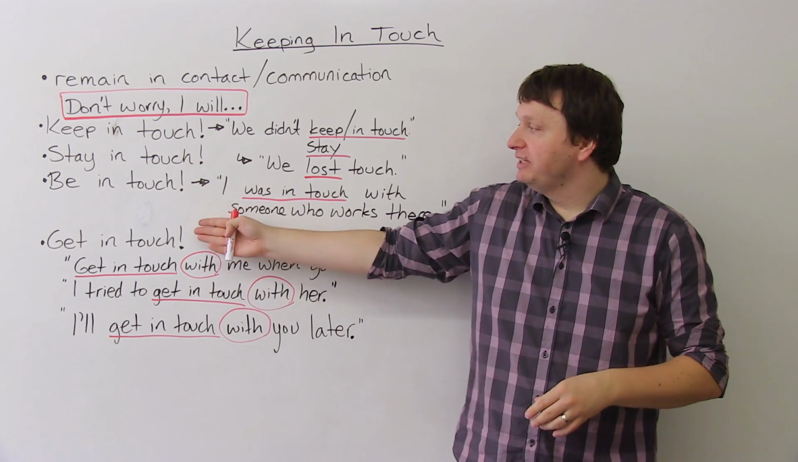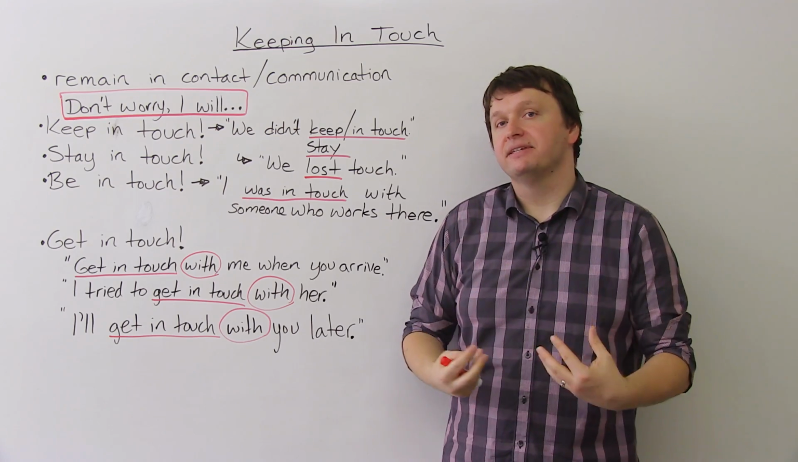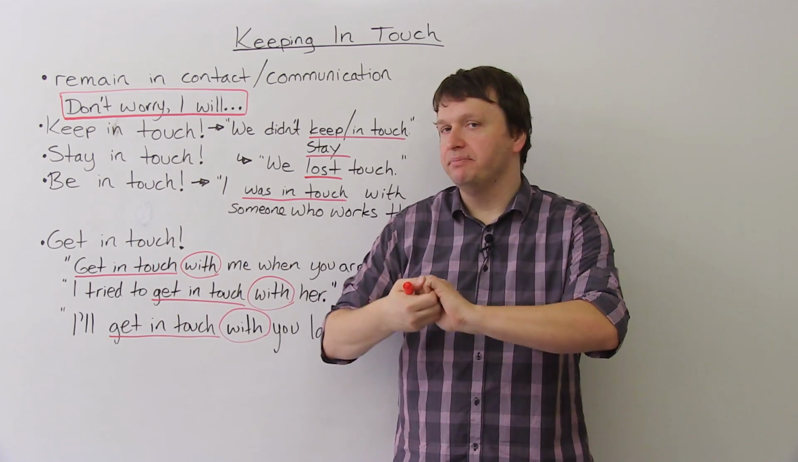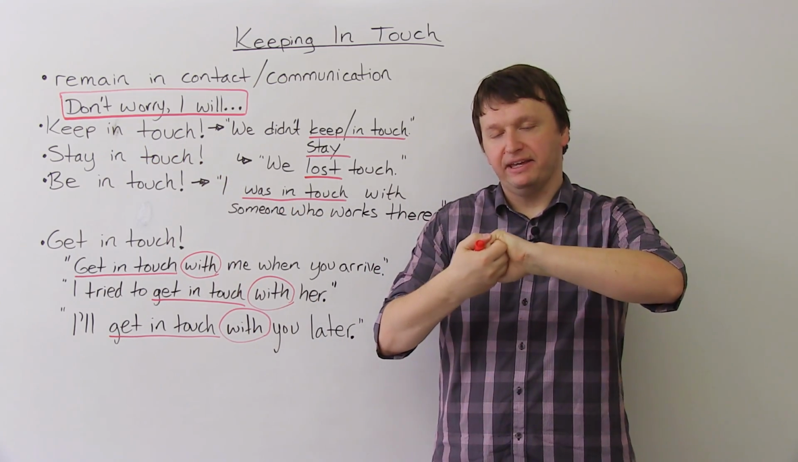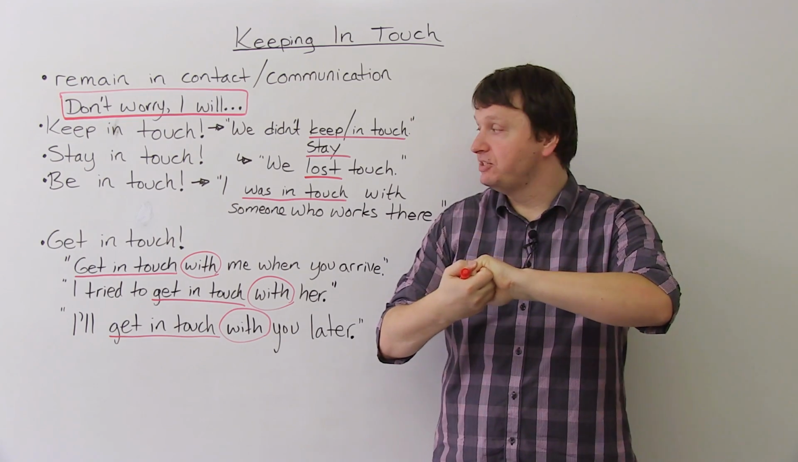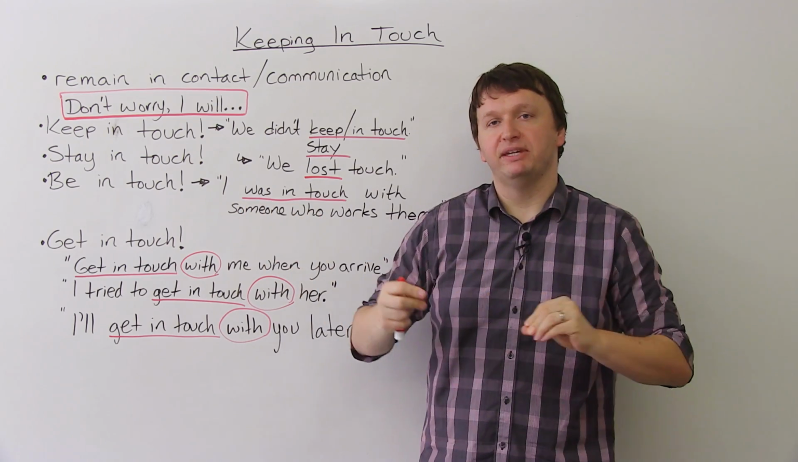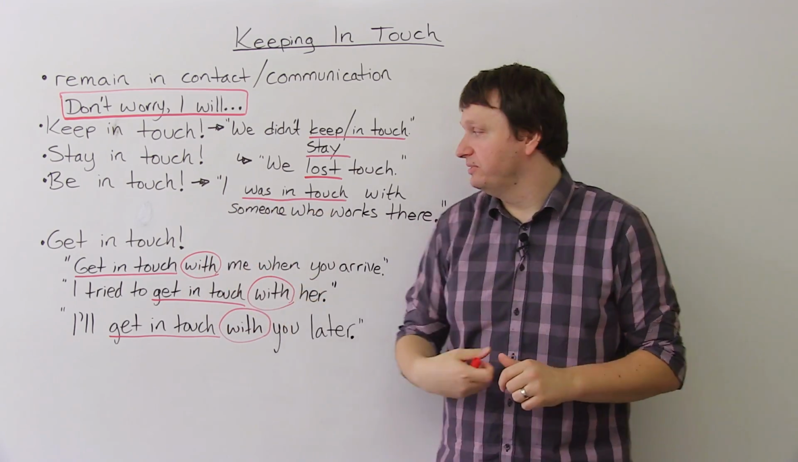Okay, and I put get in touch as separate from these because to get in touch has a slightly different meaning than keep, stay, be. So these talk about the state of remaining, keeping, and staying in touch. To get in touch means to initiate the communication, to start the contact, to get in touch, okay?